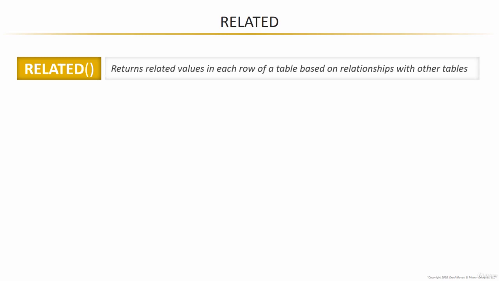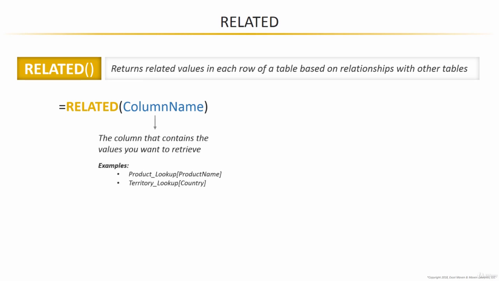RELATED is a very simple function on its own. It just returns related values in each row of a table based on a relationship with another table. So syntax-wise, it's as simple as it gets. You literally just point RELATED to a column name in another table that contains the values you want to retrieve. Could be a product name column, could be a retail price column, a country column, whatever it might be, as long as a valid relationship exists to that table where you'd like to retrieve the values.